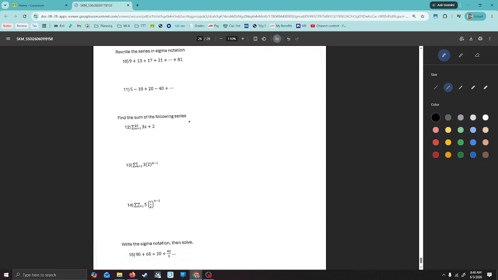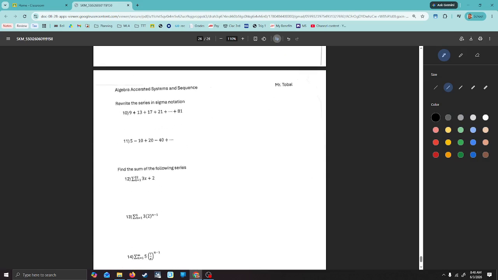Okay. Rewrite it in terms of sigma notation. So in this case, first I need to figure out what my T1 is. My T1 is 9. I need my D, which is 4. So when I rewrite it as sigma notation, I need the n equals 1. Always is the bottom. I don't know what my final n is. I know it ends at 81, but I need to figure that out. But I know my formula is going to be 9 plus 4 times (n minus 1).